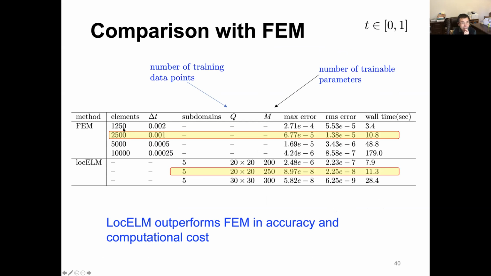With the FEM, when the number of elements increases, the delta t also decreases proportionately. So when you look at the error, you can see the second order convergence; the error drops by almost exactly four times. Here are the wall time, maximum error, and RMS error. This one is the local ELM. If you compare the highlighted case, the computation time is similar, but the error is much smaller than the other cases. So basically, local ELM performs better than the FEM.